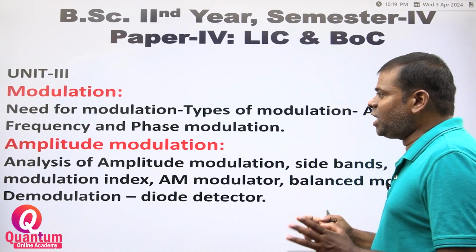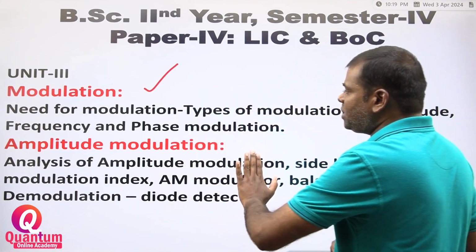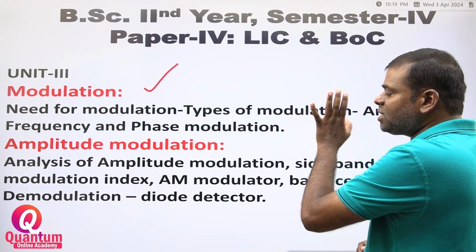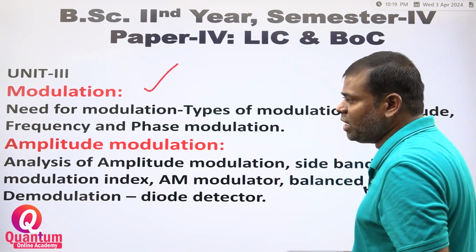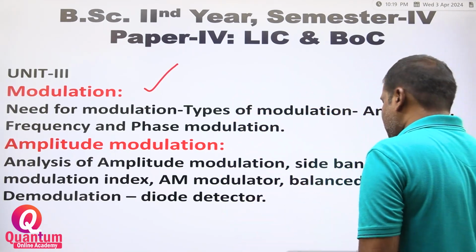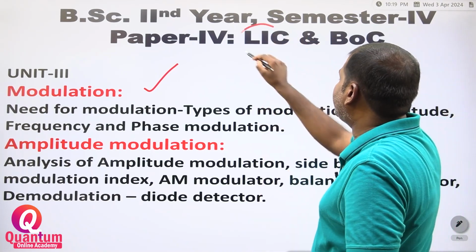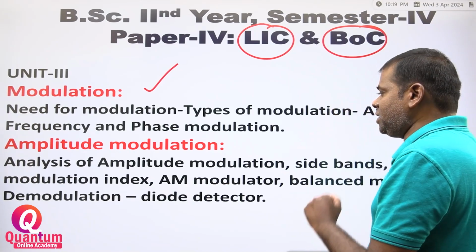Once again you have to see, one is modulation: introduction, need for the modulation and types of modulations. Next, amplitude modulation is there. In the fourth unit, one more modulation, frequency and phase modulation, is there. This is the communication system. First one is linear integrated circuits in the third unit, and the fourth unit is the communication system.